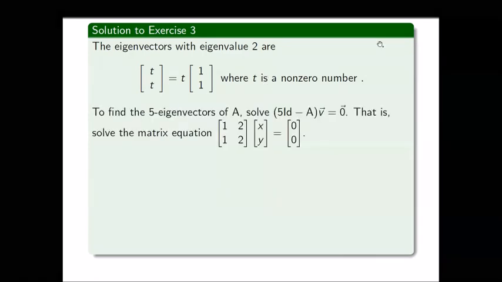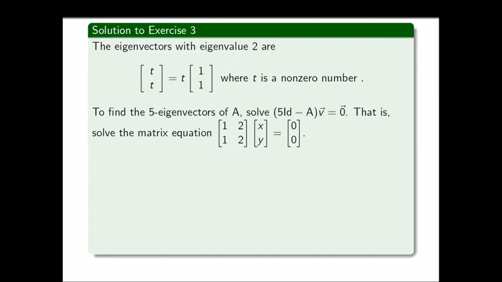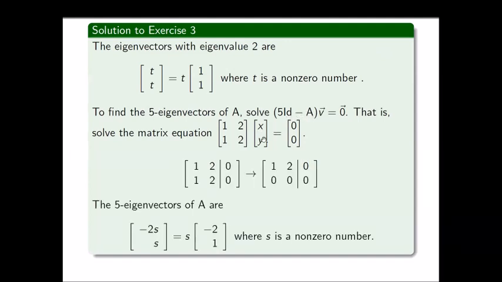To find the eigenvectors of A for 5, we replace lambda by 5 in a similar fashion. We are going to solve the matrix equation given by the matrix 1, 2, 1, 2 times the vector (x, y) equal to (0, 0), where this matrix 1, 2, 1, 2 is achieved by just multiplying 5 with the identity matrix and then subtracting the matrix A from it. And like before, this matrix equation corresponds to this augmented matrix.